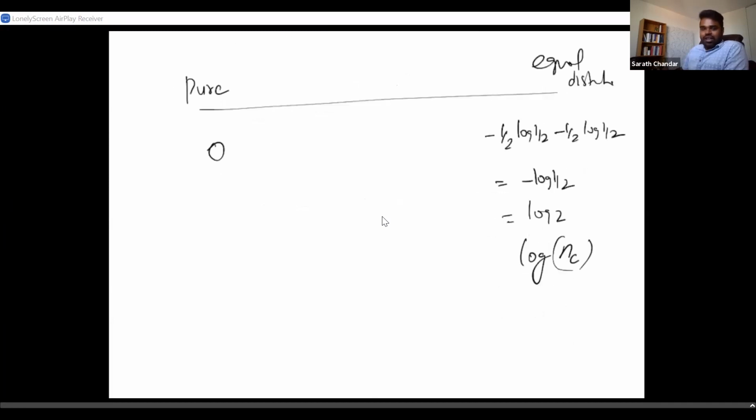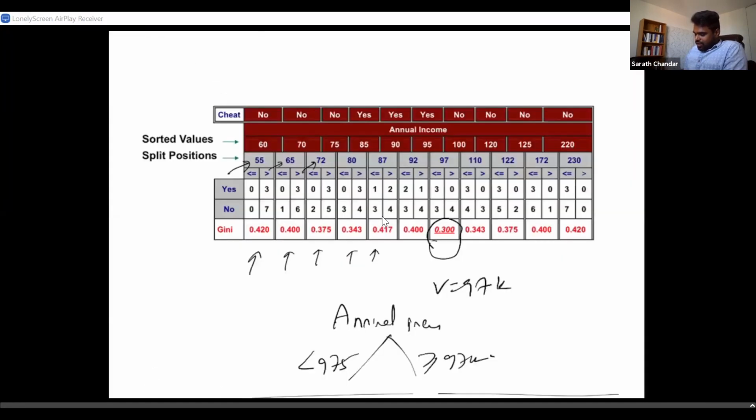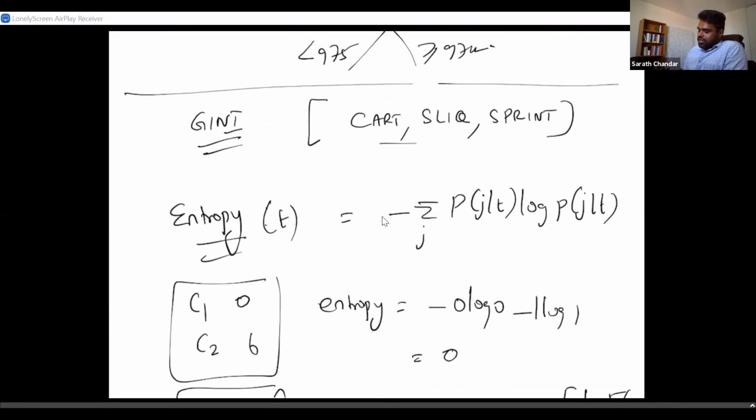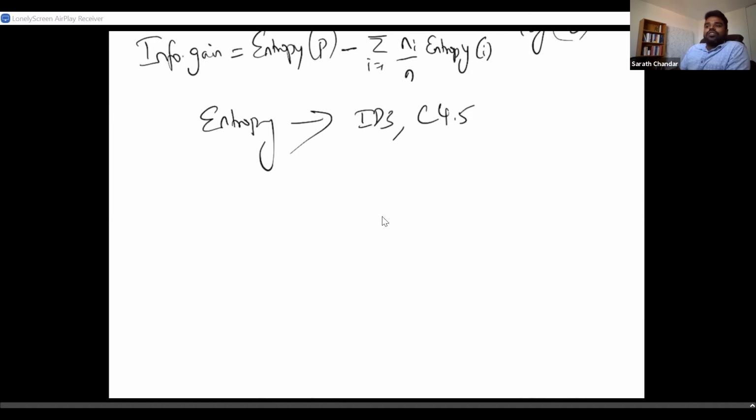Now, just like how we had gain for Gini, we could also have gain for information here. The info gain is given as entropy of my node P minus the summation over i equal to 1 to n of n_i by n times the entropy of the individual child. I told you that Gini is used by algorithms like CART, SLIQ, and SPRINT. Entropy is actually used by algorithms like ID3, which is one of the most famous, and C4.5, which are two of the most famous decision tree algorithms.